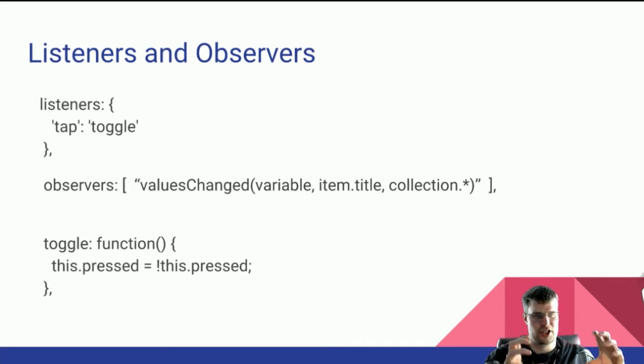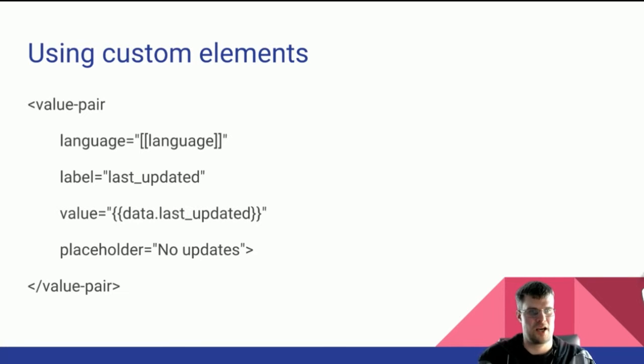Here you can actually say that, in my case I have this values changed function, and it will be triggered if either the variable changed or the title inside of the object item changed, or if any value in the collection changed. So this is a very powerful way to describe declaratively how to trigger a specific function, which is very nice when you are building event-driven applications.